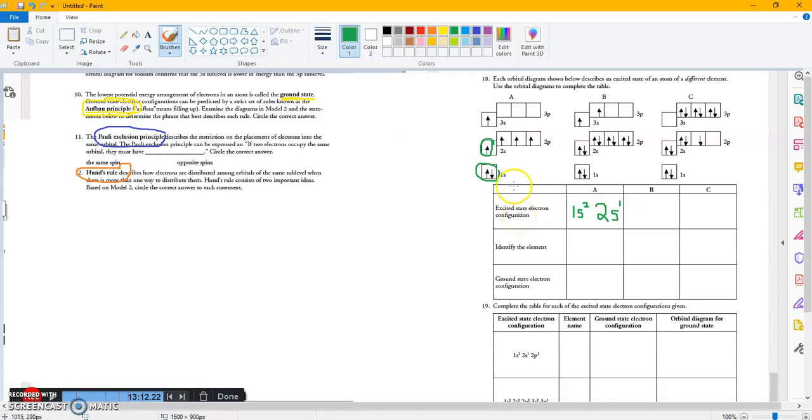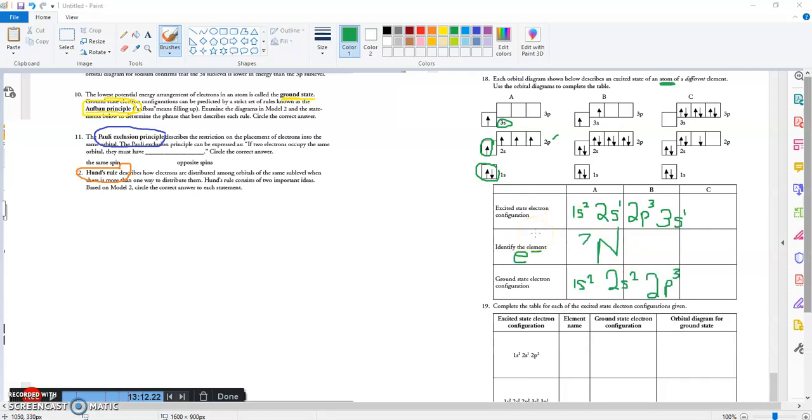because this is the excited state. So in the excited state, the electrons can jump around, remember? All right, my next orbital is the 2p orbital. So I'm going to write out 2p. And I count them up. There are 3 electrons in there. So I'm going to write a 3 right here. And my last one that has electrons in it is the 3s. And it has 1 electron in it. And there we have it.